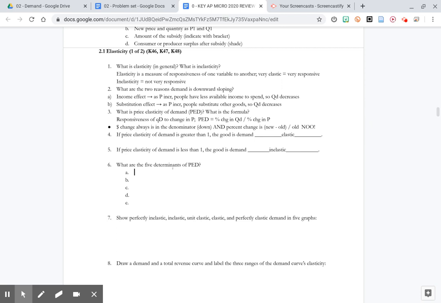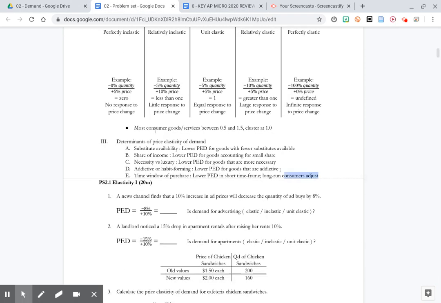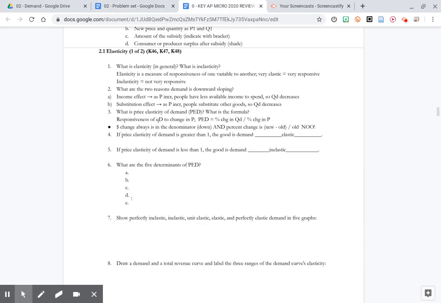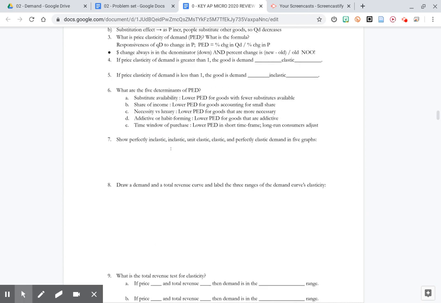If you were to Google search a list of determinants of PED, you'll find a zillion different ones. In your problem set, I gave you 5. And it looks like this, these 5 right here. So rather than me retyping all of them, I'm just going to copy and paste them right into this review guide. And then I'm going to talk through them really quickly.